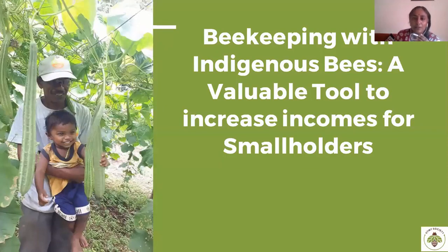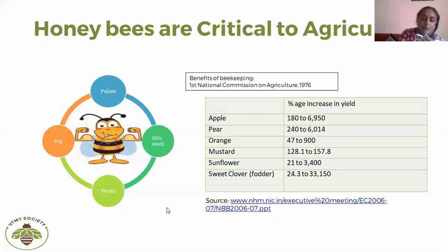Now, I'm going to tell you a little bit about the organization that I work with, the Under the Mango Tree Society. We work with indigenous bees, with tribal communities, with smallholder farmers in three states in the country, Gujarat, Maharashtra, and Madhya Pradesh.